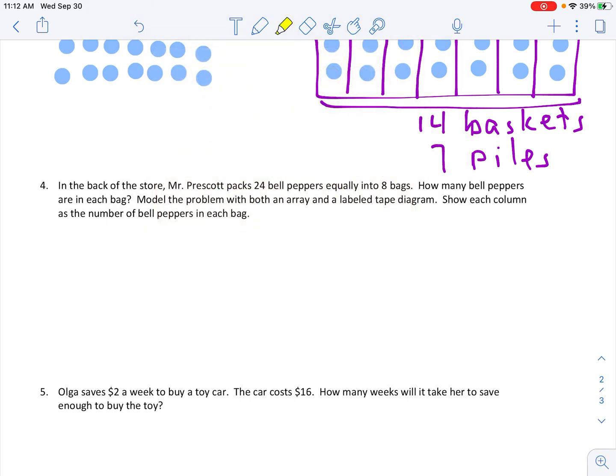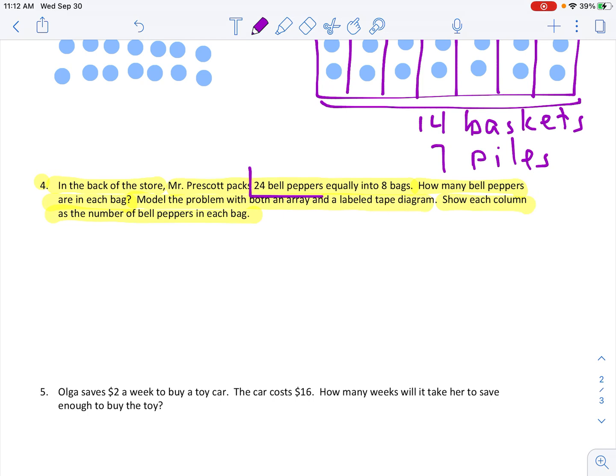Switch back to my highlighter from what I'm reading. Number 4. In the back of the store, Mr. Prescott packs 24 bell peppers equally into 8 bags. How many bell peppers are in each bag? Model the problem with an array and a labeled tape diagram. Show each column as the number of bell peppers in each bag.